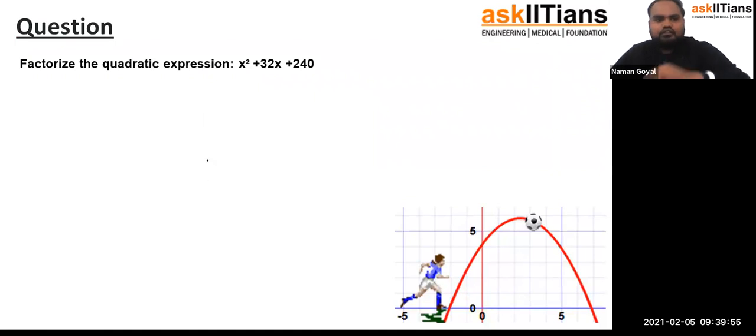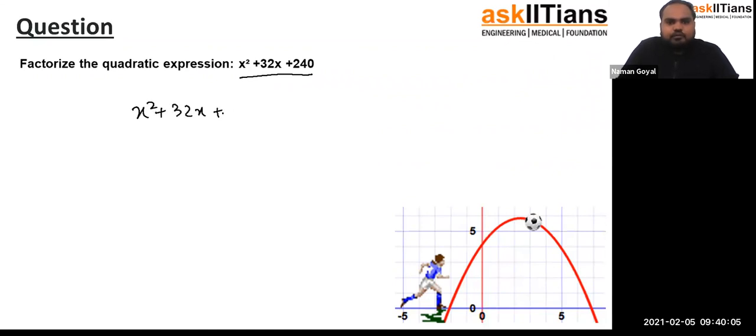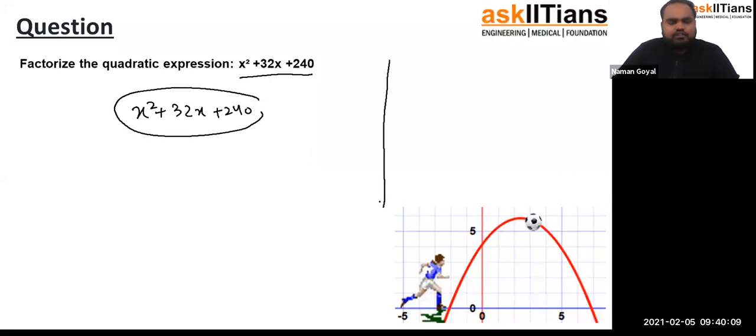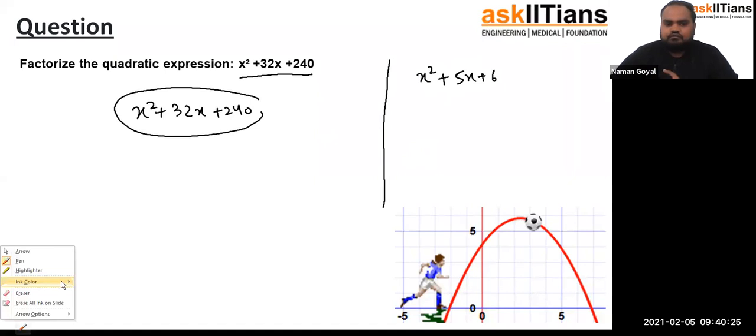So there is a question: factorize the quadratic expression x square plus 32x plus 240, right? First of all we are going to start with a very simple one. Quadratic expression x square plus 5x plus 6. We want to factorize this one first, then we move to the other one.